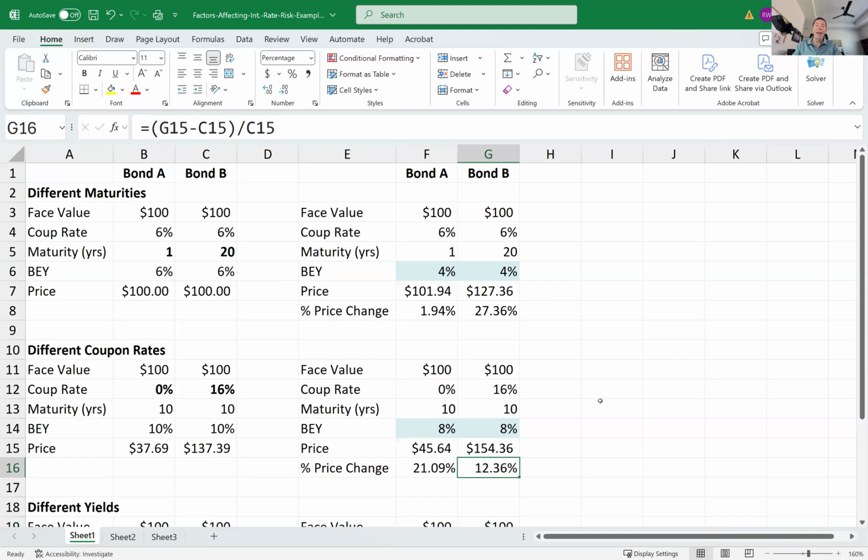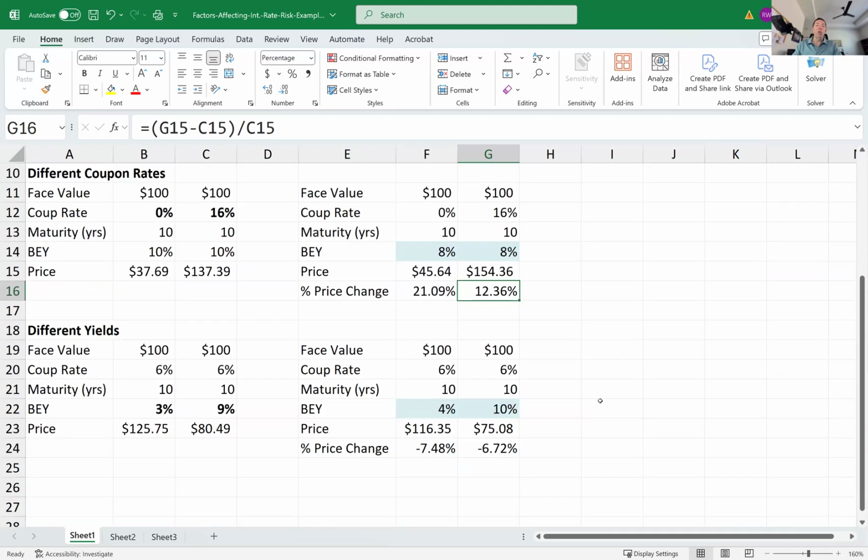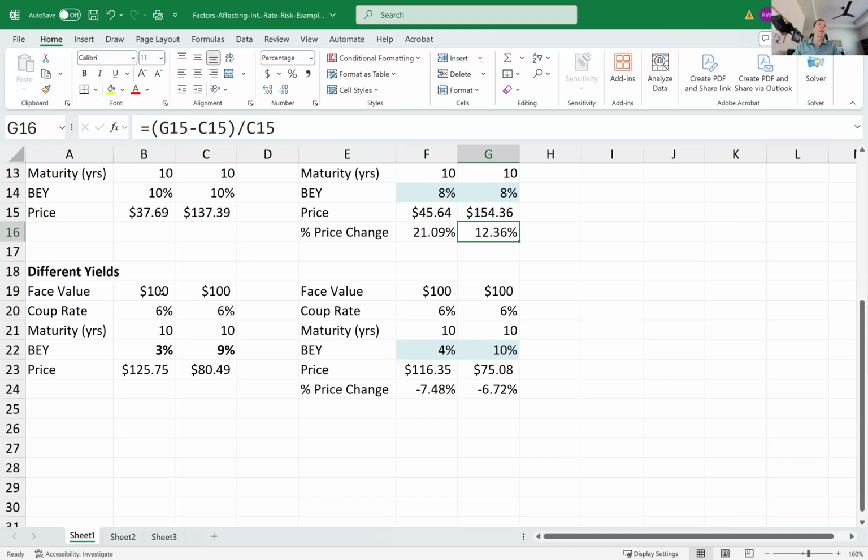a bond's interest rate risk, and that is the bond's yield. So here we've got bonds A and B again. They have the same face value, they have the same coupon rate, they have the same time to maturity, but the yield on bond A is 3%. The yield on bond B is 9%. So bond A has a lower yield, bond B has a higher yield. Here's the price of bond A. Here is the price of bond B. Obviously, the yield is going to impact their respective prices. But again, we're looking at how much is the percentage change due to changes in our variable. And here our variable is going to be interest rates.